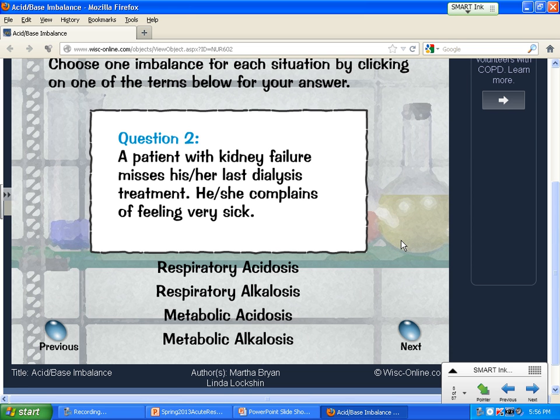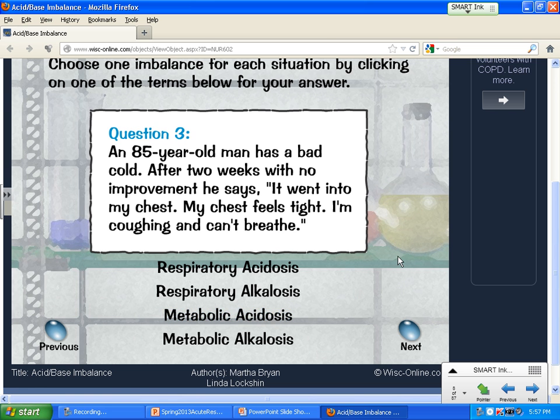Metabolic acidosis. Remember the 3 Ds for acidosis. An 85-year-old man had a bad cold. After 2 weeks, he says it went into my chest, it feels tight, I'm coughing and I can't breathe. What do you expect him to be in? Respiratory acidosis. Again, he's not getting enough oxygen, he's building up too much CO2.